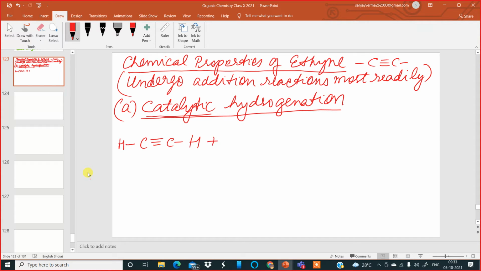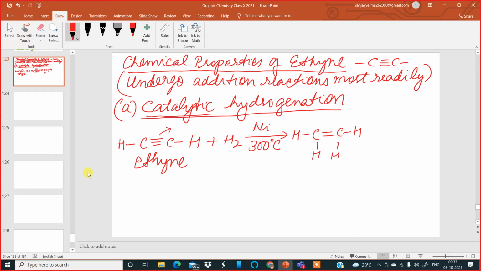When it is reacted with hydrogen in the presence of a catalyst, nickel, at around 300 degrees Celsius, it gets first converted to ethene in the first step. The triple bond breaks into a double bond. So we get a double bond now between the two carbon atoms, and then one hydrogen here, one hydrogen here. So this is ethene.